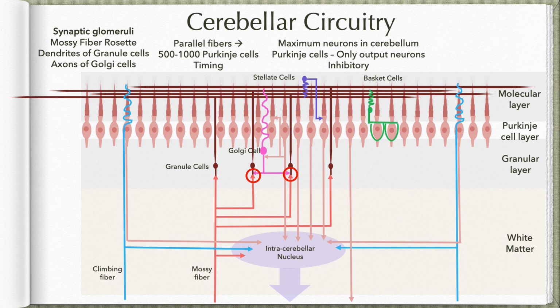The third one is, although the cerebellar cortex has the maximum number of neurons in the entire brain, the Purkinje cells form the only output neurons, and their output is inhibitory.